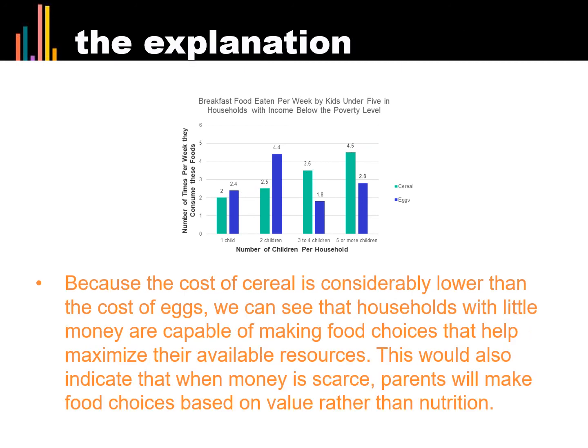Then is the explanation. Because the cost of cereal is considerably lower than the cost of eggs, we can see that households with little money are capable of making food choices that help maximize their available resources. This would also indicate that when money is scarce, parents will make food choices based on value rather than nutrition. All right, so this is explaining why I am showing this data to begin with, why I'm highlighting this particular curve, and why all of this is important.